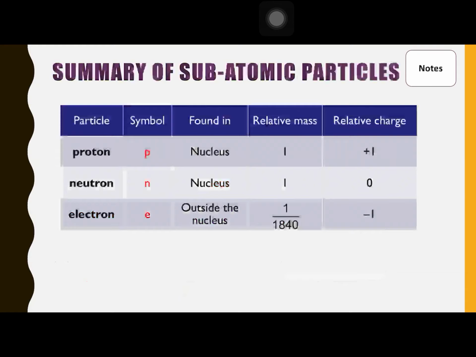Okay, so copy this down into your notes. Please take note of the symbols for each of these subatomic particles. You need to know where they are found, their relative masses, and their relative charges. So protons, P, so it's positive. Neutrons, neutral, so no charge. Then you know electrons are negative.